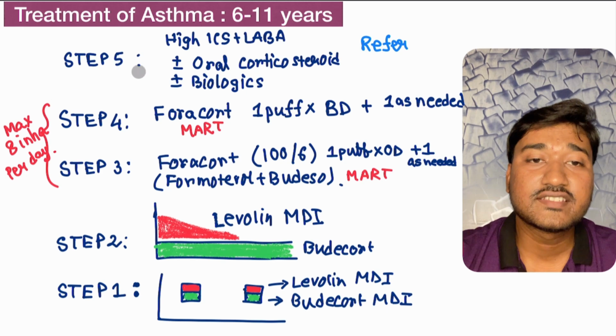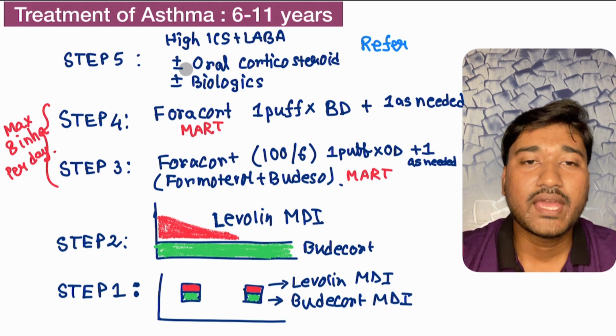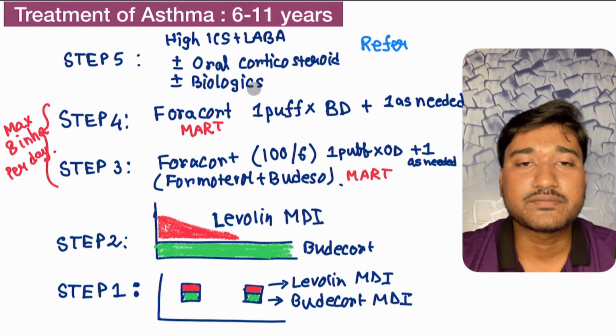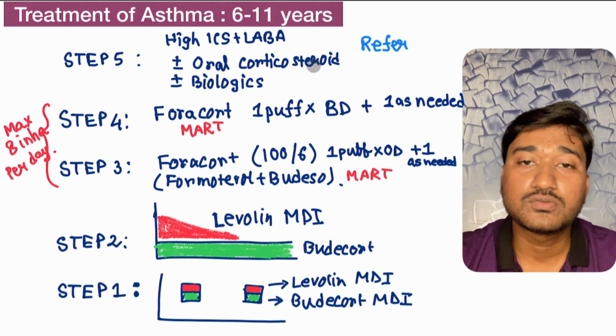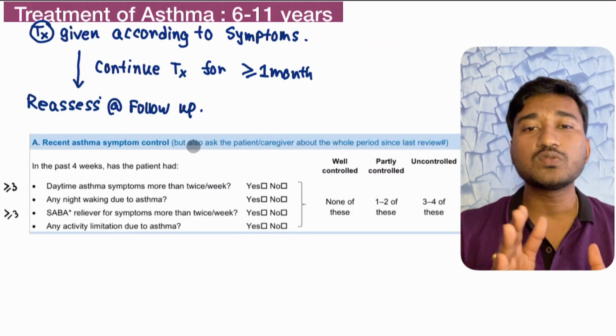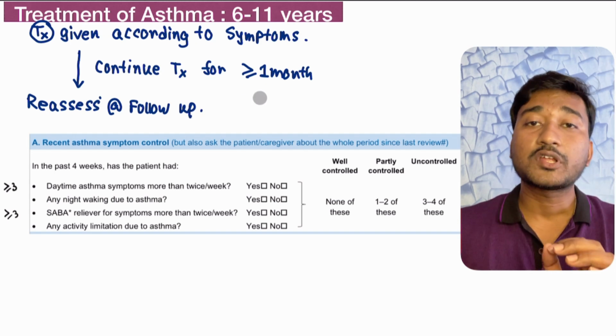Okay, and in step 5 remember we have high dose ICS plus LABA combination and plus minus oral corticosteroid, and here you can give oral corticosteroid plus minus biologics, and you have to refer to the specialist. So once you have given the treatment for asthma in children 6 to 11 years, now you have to reassess this patient after 1 month.